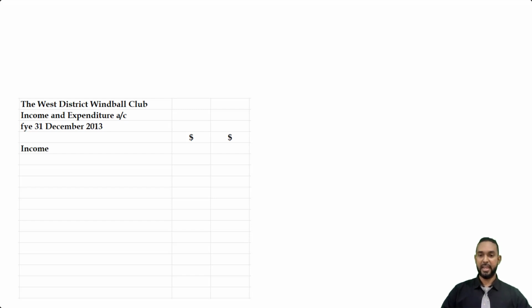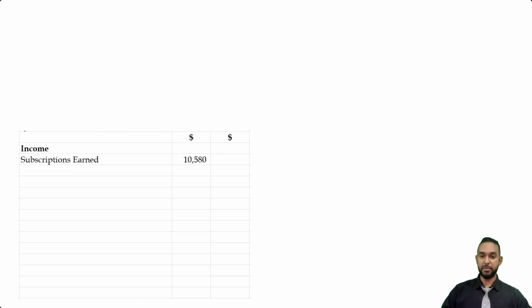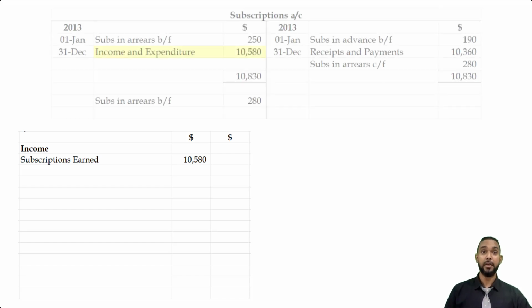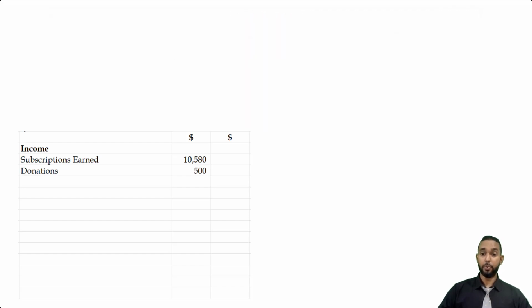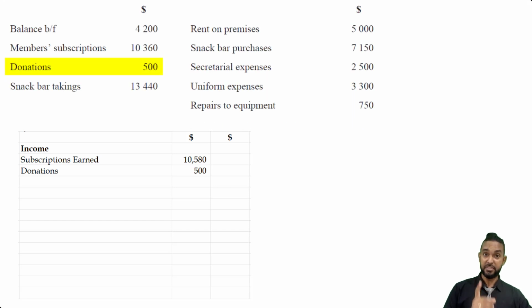So we're going to head up income. Now the first thing I want to put is the subscriptions earned. I usually put that one first because it's the major revenue item. Now where did I get that from? I got it from the subscriptions account, which we did in part A of the question. Okay, what's the next item I'm seeing here? Donations, right? So that came from the receipts and payments account. So again, usually the debit side of the receipts and payments account is where I would take most of my information to populate the income section, right?